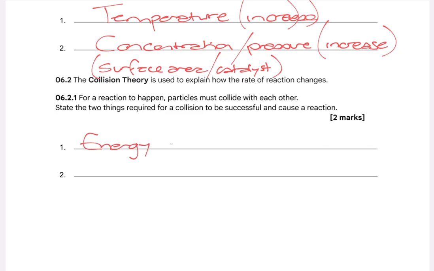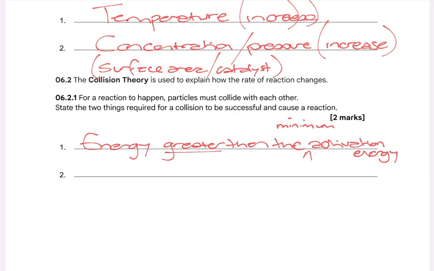So particles must have energy greater than the activation energy. If they don't have that sufficient energy and they're a little bit lower in energy, those particles will simply collide into each other and bounce off each other. But if they collide with sufficient force, it then allows them to react successfully if they've got energy greater than that activation energy. Remember, activation energy is a minimum amount of energy required for a reaction to be successful.